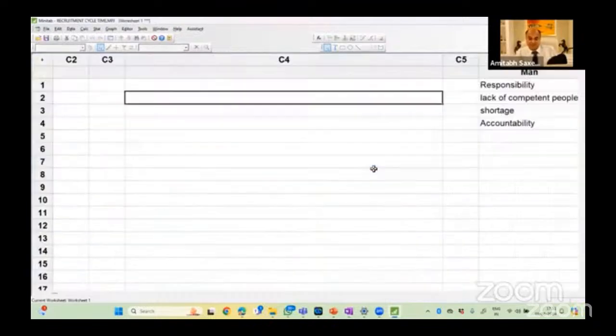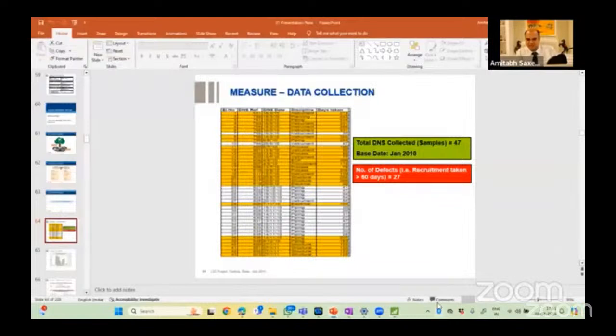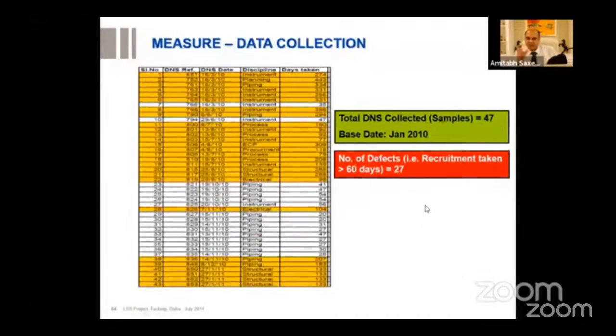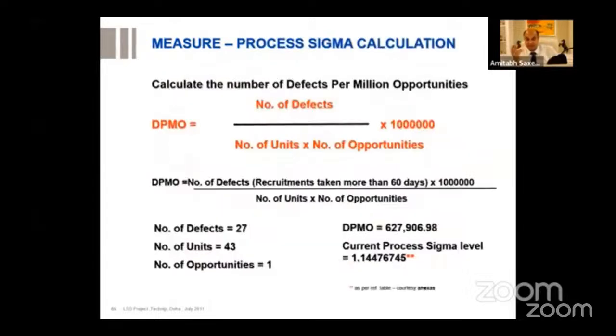Now, I'm not happy with my process, so I will proceed. I will also do one more thing, which is known as sigma level calculation, which is not in our syllabus right now. So just don't worry about it. But I'll just show. We also find what is a defect in our process. So here we have taken a defect definition as any recruitment taking more than 60 days is a defect. So today we have 27 defects out of 47. So you use a formula using DPMO, defects per million opportunities, and calculate the sigma level. Right now, calculation of sigma level, etc., is not in the scope of yellow belt. But just to give you a brief overview.